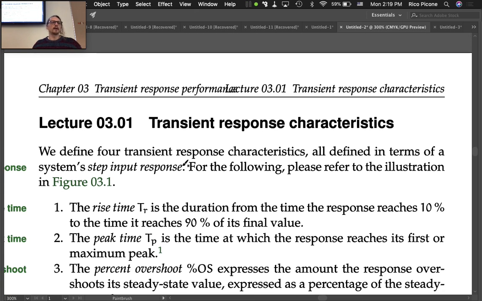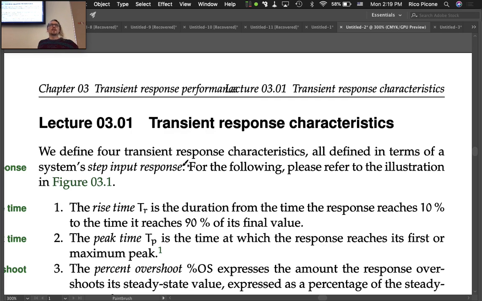So, Lecture 3.1, Transient Response Characteristics. So, we define 4 transient response characteristics, all defined in terms of the system's step input response.